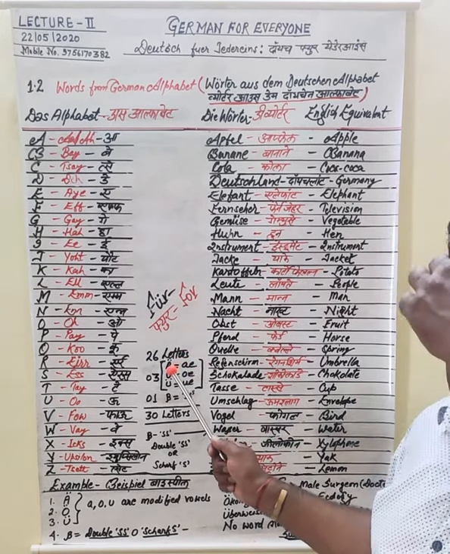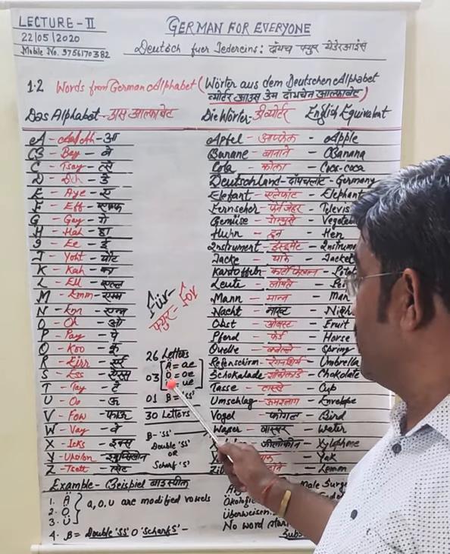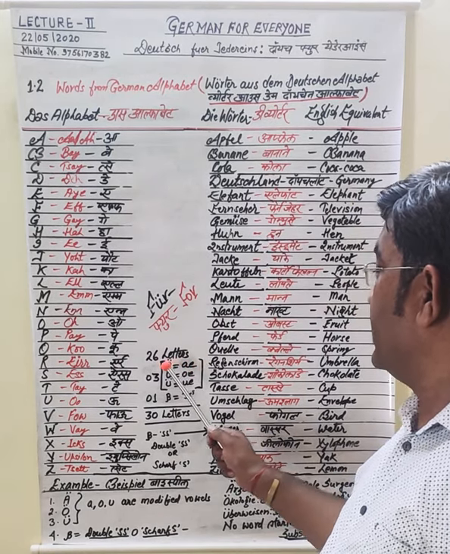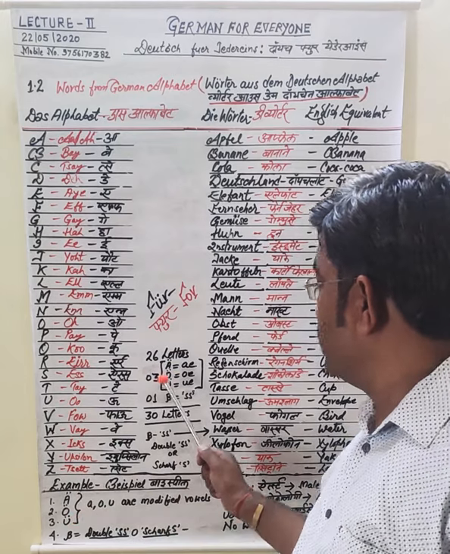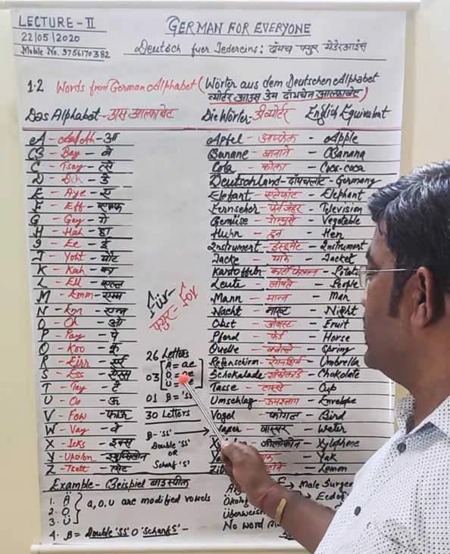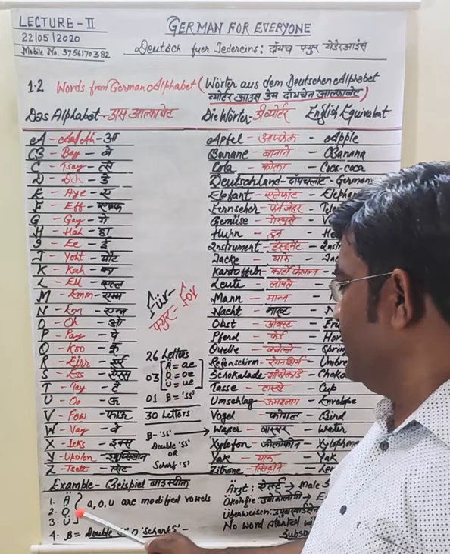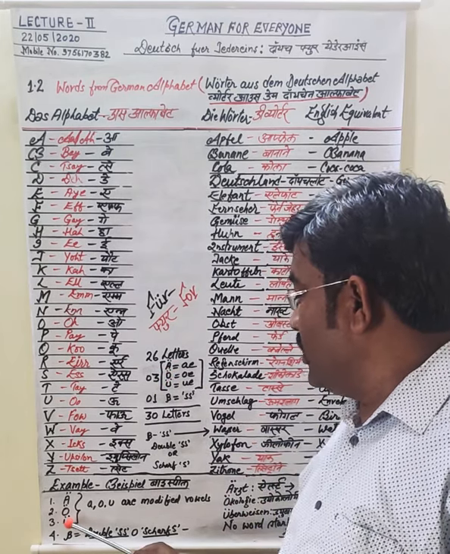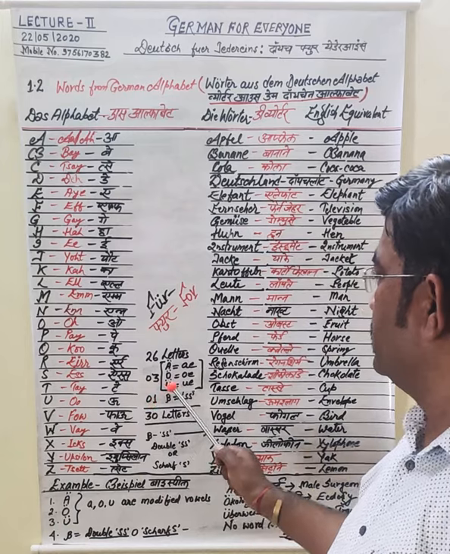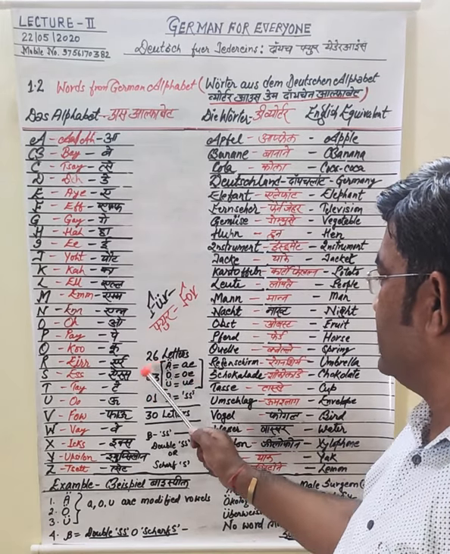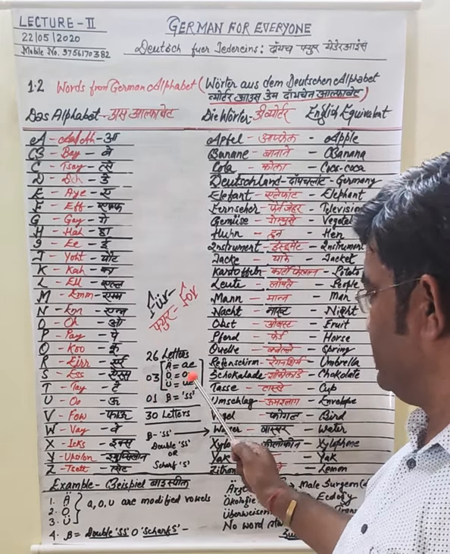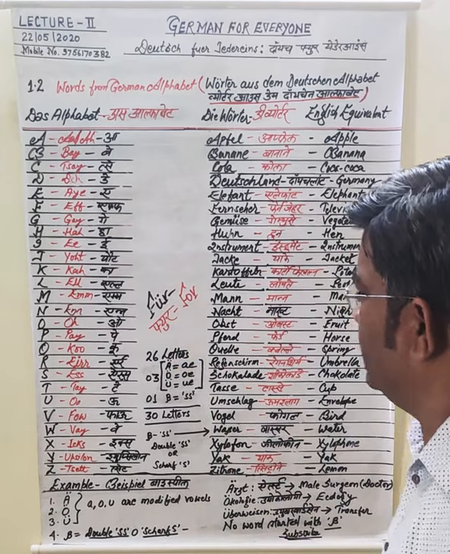Humne pehle bhi apne lecture mein bataya tha. These are the modified vowels. A aur E milke Ä bante hain. Ö, O mit Umlaut, means O or E. Jo sound English mein O aur E ko mila ke hogi, wohi yahan par hogi. Ü. Next, modified vowel, U mit Umlaut, U, E. These are the three different letters compared with English. German mein three letters lag gaye.